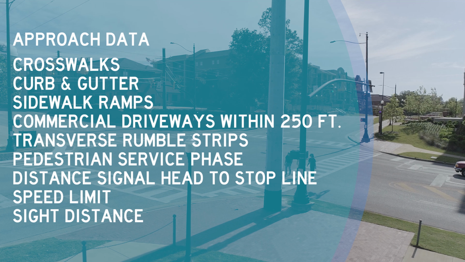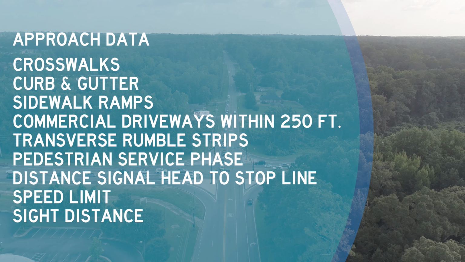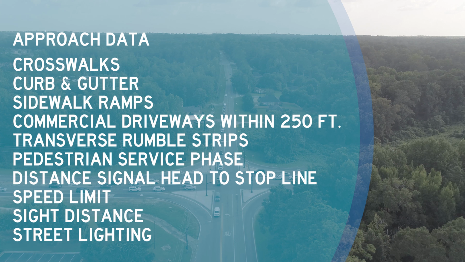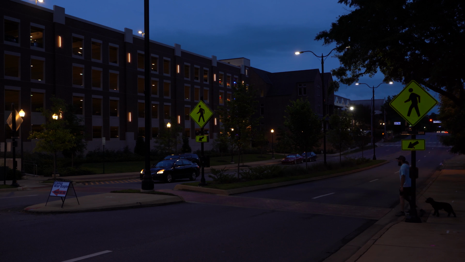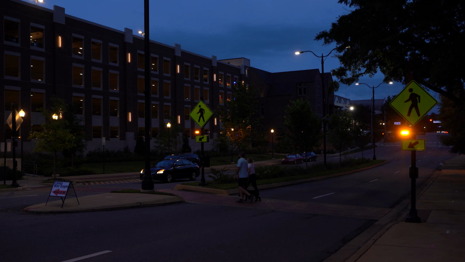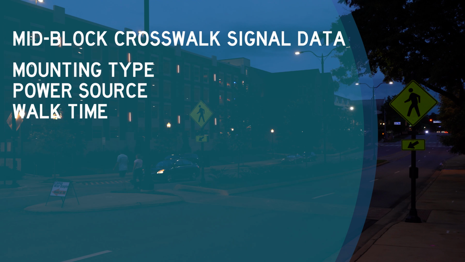The sight distance is a dynamic number that is based off the speed limit and the average distance from the signal head to stop line. Street lighting is also included, and the ability to upload any images. We have the ability to add mid-block crosswalk signals, such as a pedestrian hybrid beacon, rapid flashing beacon, traffic signal, or other system. Data we would need to know includes mounting, power source, the walk time, and the don't walk time.